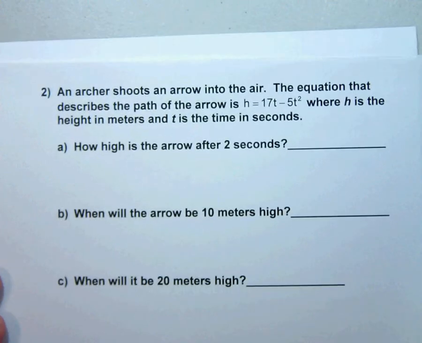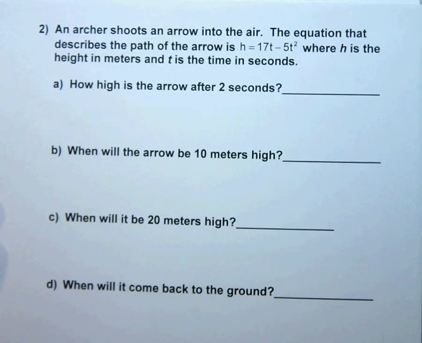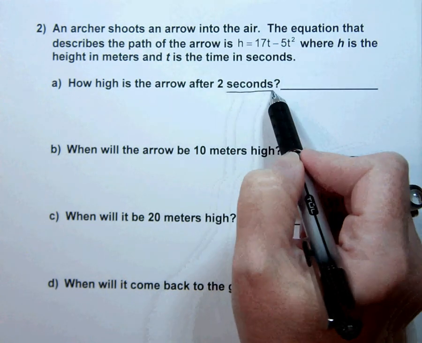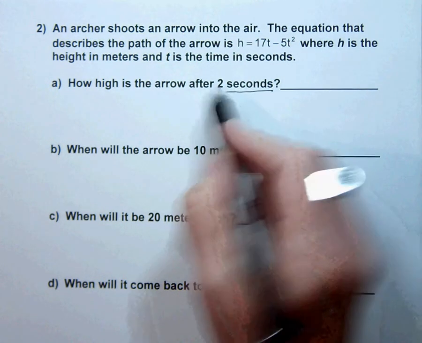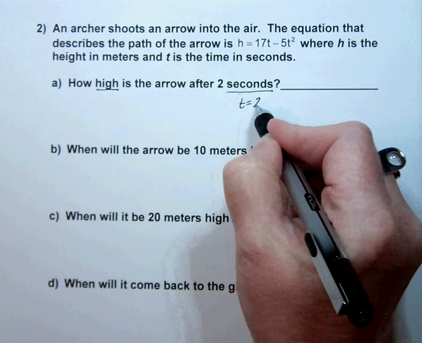Okay. On page 2, we have another equation that's talking about an archer shooting an arrow into the air. This equation is different. It's 17t minus 5t squared, where h is the height again and t is the seconds. So just be careful when they're asking how high and they're giving you the seconds, your t is 2 on this one.